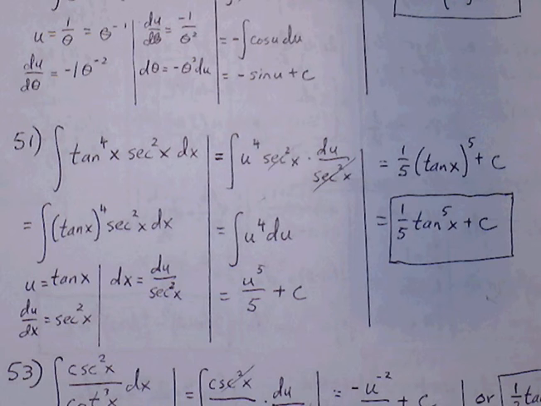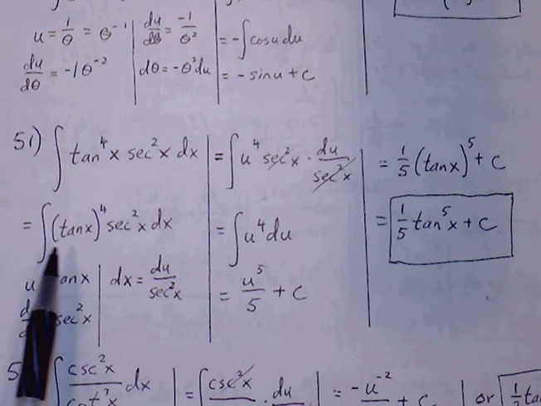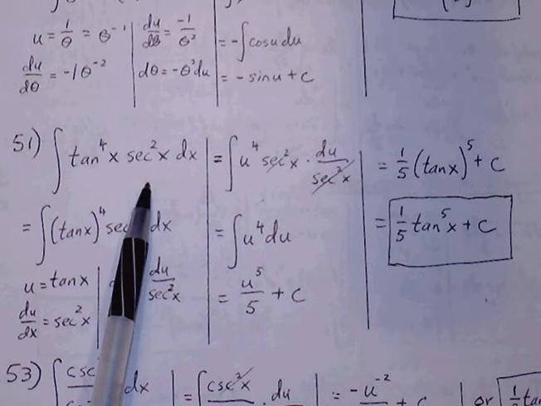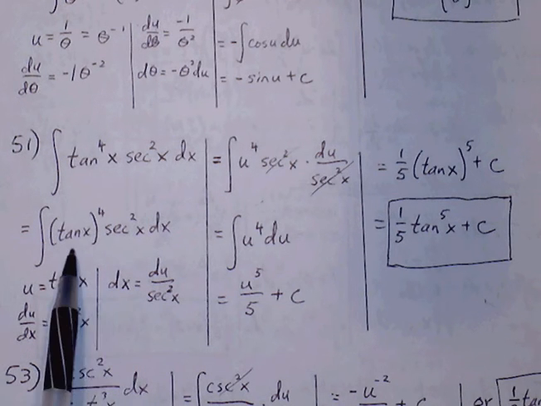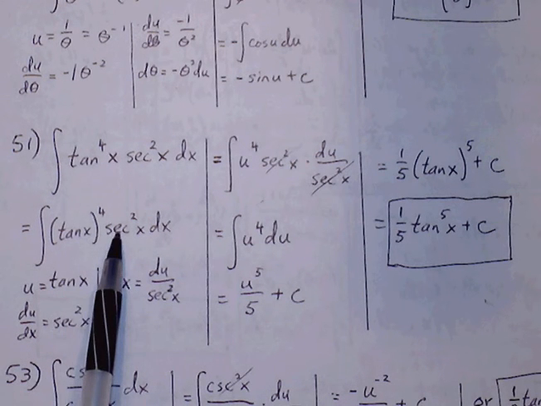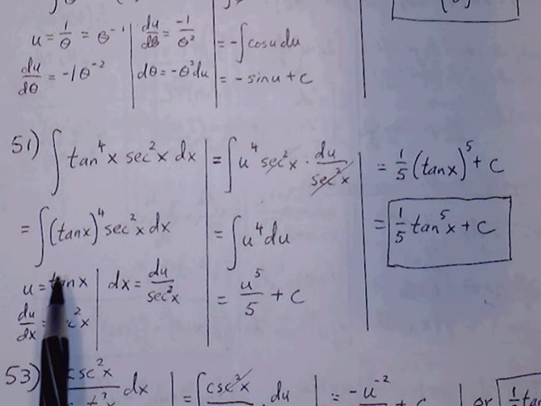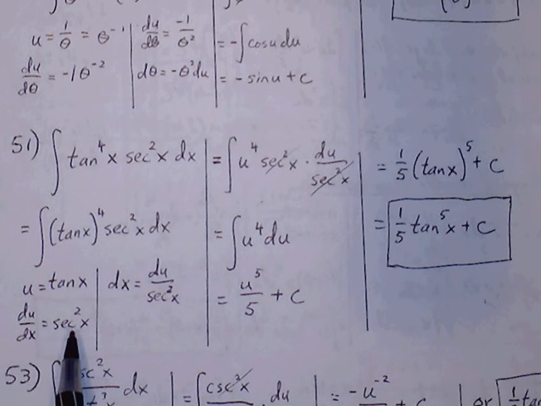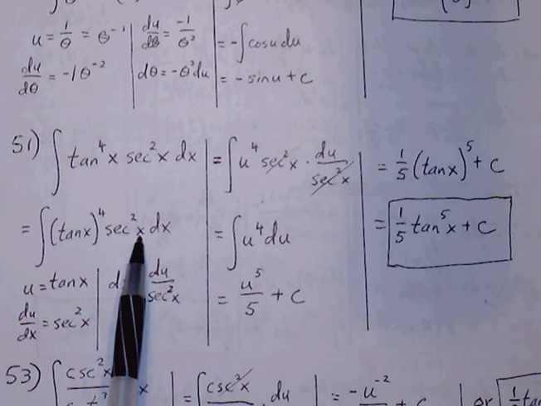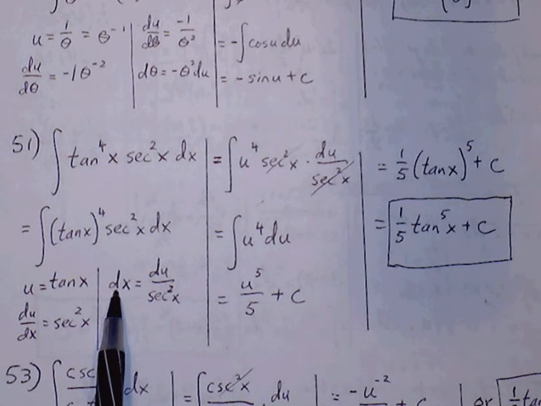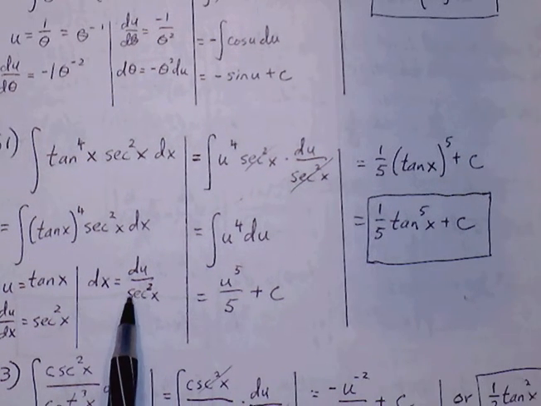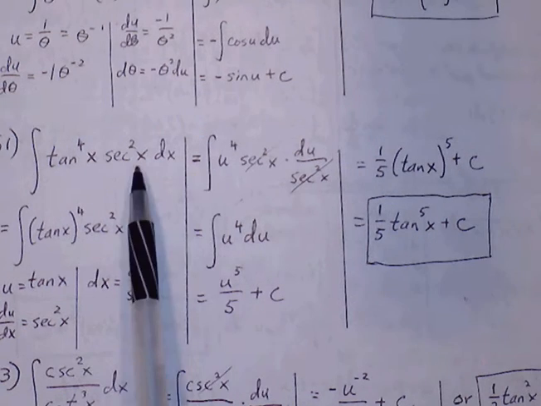Similar to the practice problem that we did in class, so we want to rewrite this using parentheses. So tangent of x to the 4th times secant of x squared dx. If we let u be tangent x, then our derivative will cancel out the remaining terms here. Okay, solve for dx. dx is du over secant squared x.